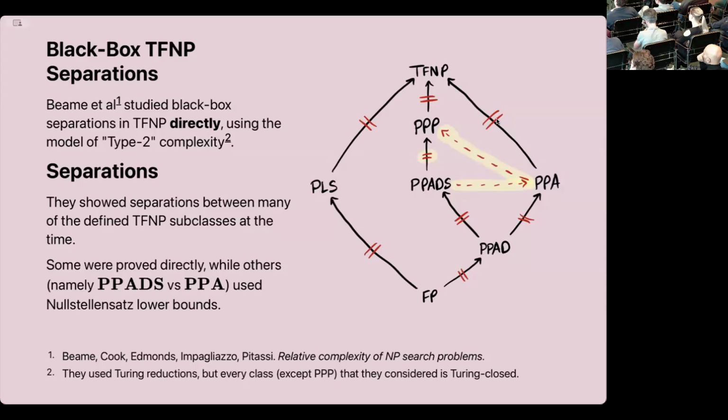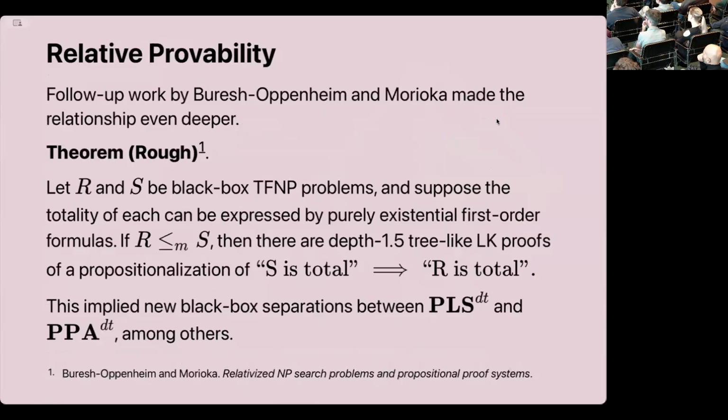Okay. And so this is kind of a hint that proof complexity can play a bigger role in understanding the black box complexity of these classes. And follow-up work only a couple of years later by Beame, Oppenheim, and Morioka made this connection between black box relationships and provability a lot closer.